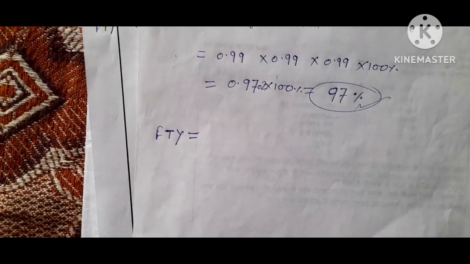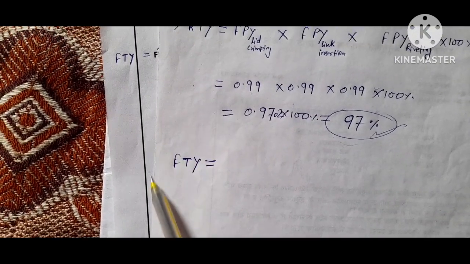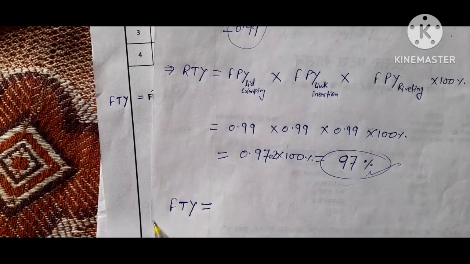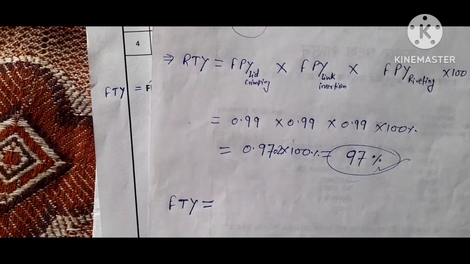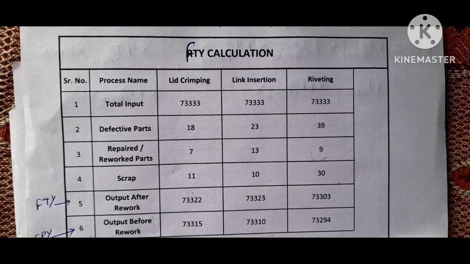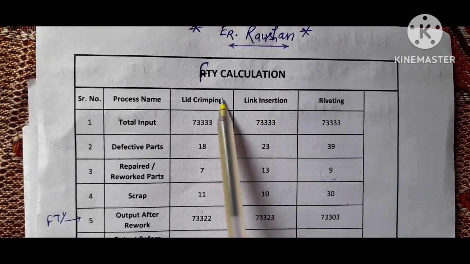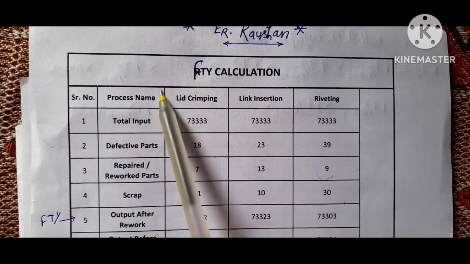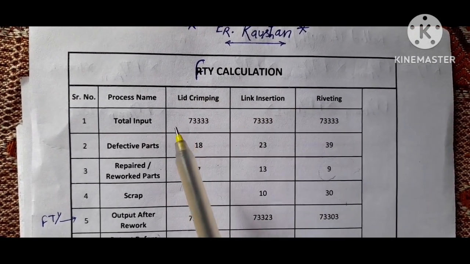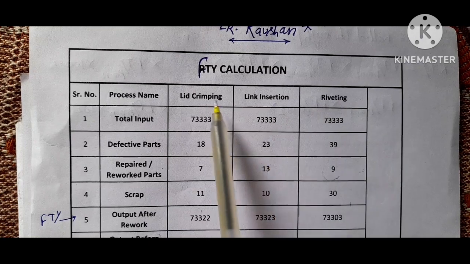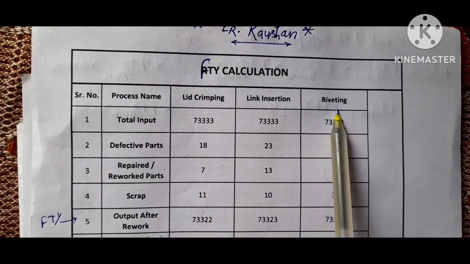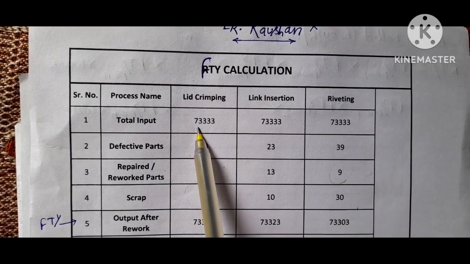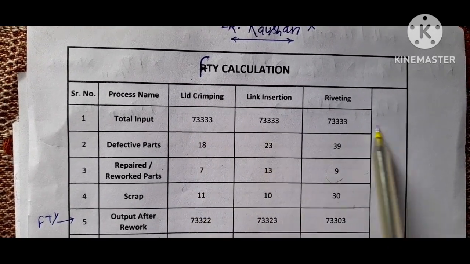Okay, now friends, we are calculating the first time yield, FTY. Here in FTY we consider rework and repair parts. Now friends, the second term, FTY first time yield, is calculated here. The same process is given here: lead crimping, link insertion and riveting. The input to these three processes is 7 4 times 3, 7 4 times 3.